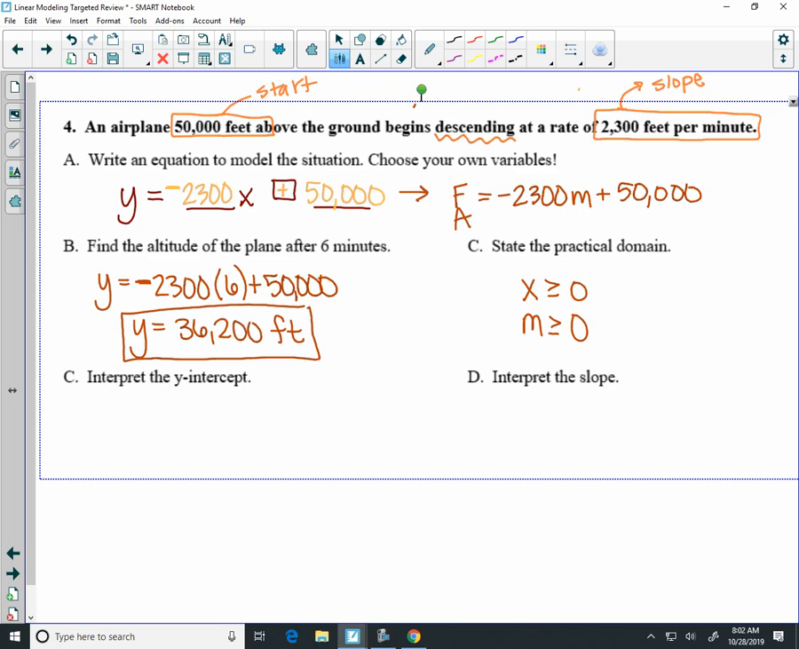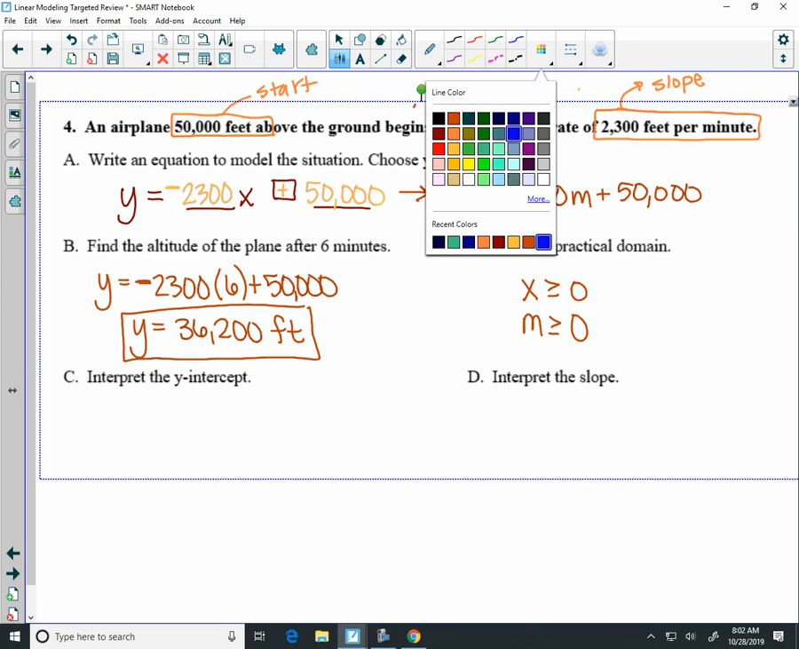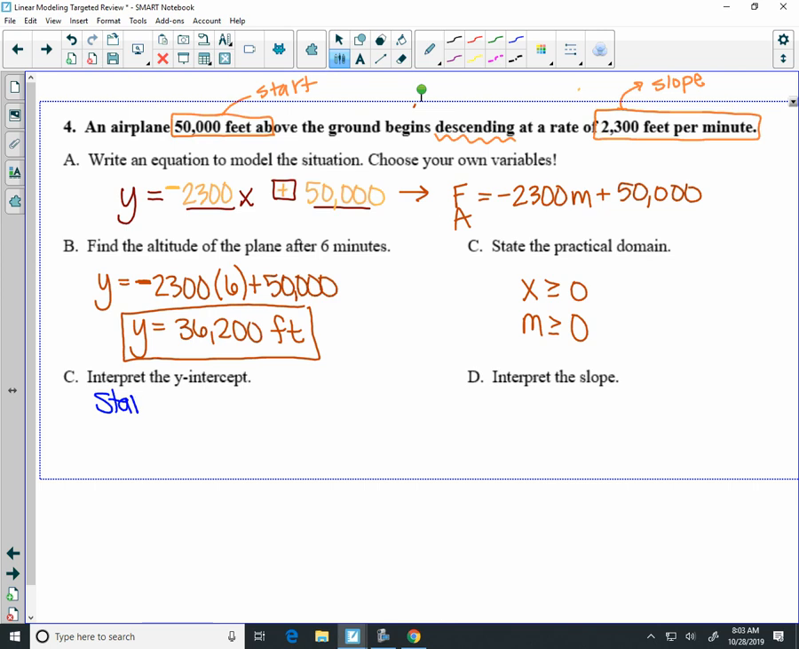Interpret our y-intercept. Our y-intercept was 50,000 feet. Our plane started descending from 50,000 feet.